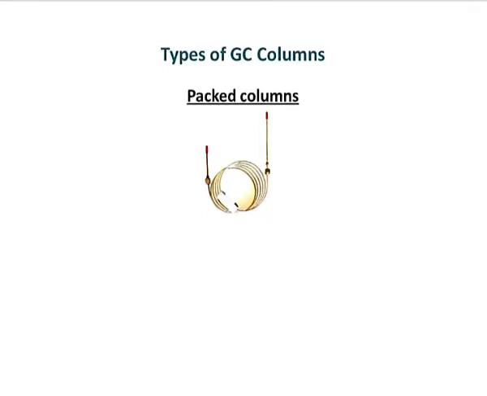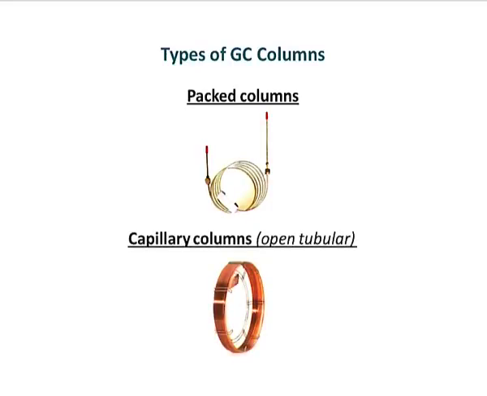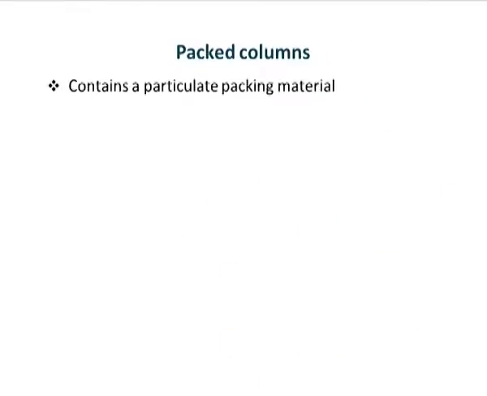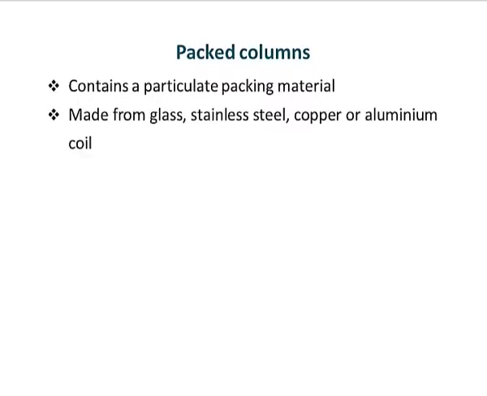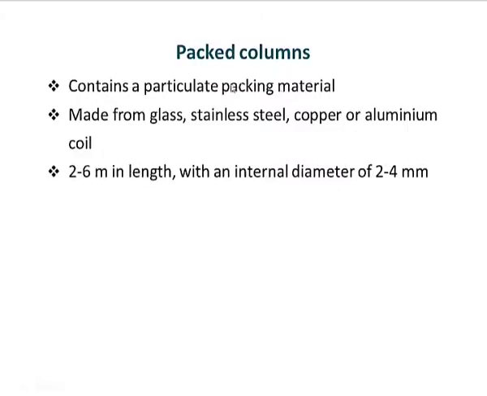The types of gas chromatographic columns: there are basically two types of columns used in GC. One is the packed column, and the other is called the capillary column or open tubular column. As the name implies, packed columns contain some particulate packing material, such as silica or diatomaceous earth bonded with a liquid stationary phase. The outer column is made of glass, stainless steel, copper or aluminum. Generally, packed columns are not too lengthy, up to 5 to 6 meters in length, and their internal diameter is about 2 to 4 mm, which is a bit on the higher side.